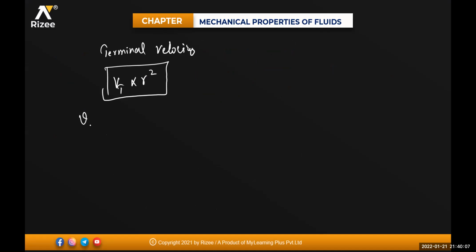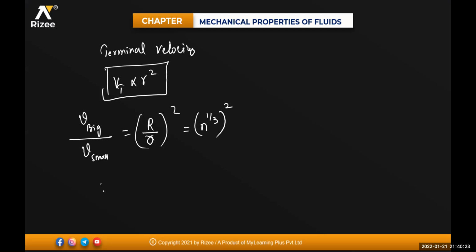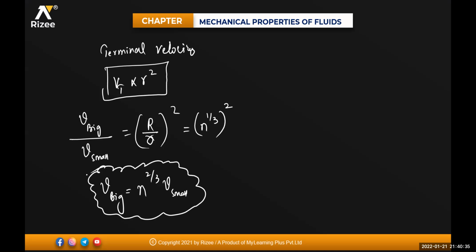So I can write here terminal velocity of big droplet divided by terminal velocity of small droplet will be equal to capital R divided by small r, to the power of whole square. That means that will be equal to n to the power of 1 by 3 to the power of 2. That means velocity of the bigger droplet will be equal to n to the power of 2 by 3 times the velocity of the smaller droplet. So this will be the answer: velocity of the bigger droplet will be equal to n to the power of 2 by 3 times the velocity of the small droplet.